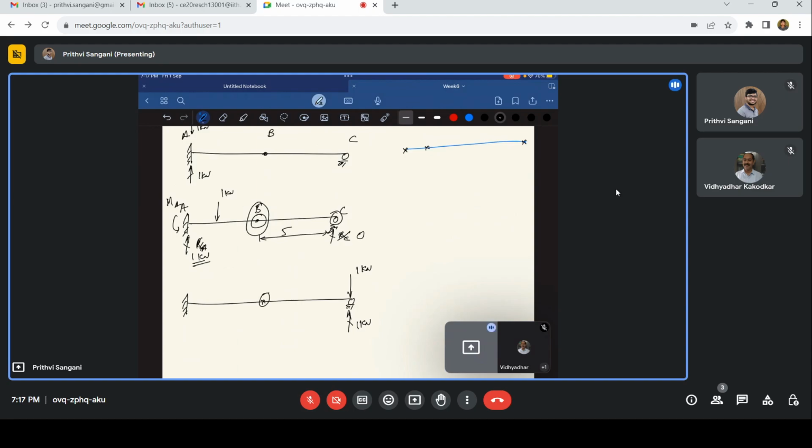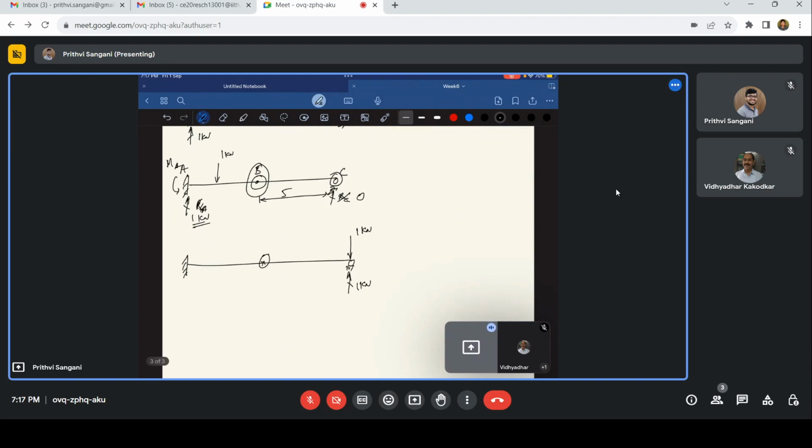So what is happening? Let me place my unit load at B itself. So I'm placing my unit load at B. This is my support C, A, B, and C. So let us analyze this.